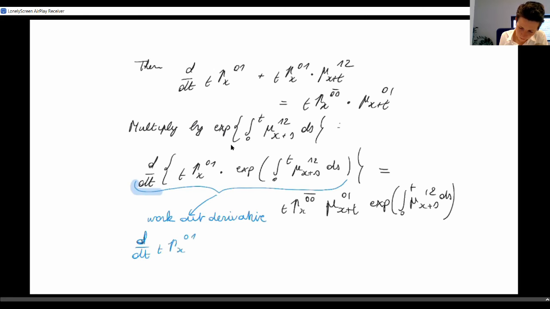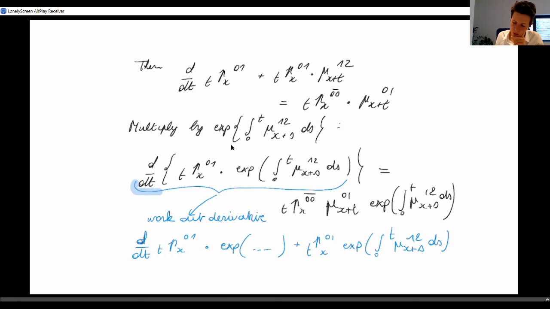But what we have is then, if I work out the derivative with respect to t, tpx01 multiplied with my exponential guy, plus then tpx01. And what I would have to do now is take the derivative of this exponential function. Yeah, so that's the exponential function itself. And then, because of the chain rule, I would have to take the derivative with respect to t of the integral from 0 to t of this force of transition between 1 and 2.